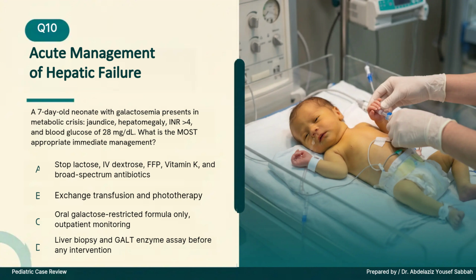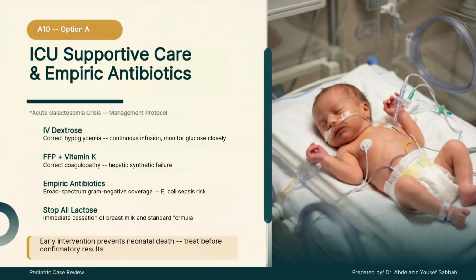Option A, stop lactose, give intravenous dextrose, fresh frozen plasma, vitamin K, and broad-spectrum antibiotics. Option B, exchange transfusion and phototherapy. Option C, oral galactose-restricted formula only with outpatient monitoring. Option D, liver biopsy and enzyme assay before any intervention. The correct answer is option A.